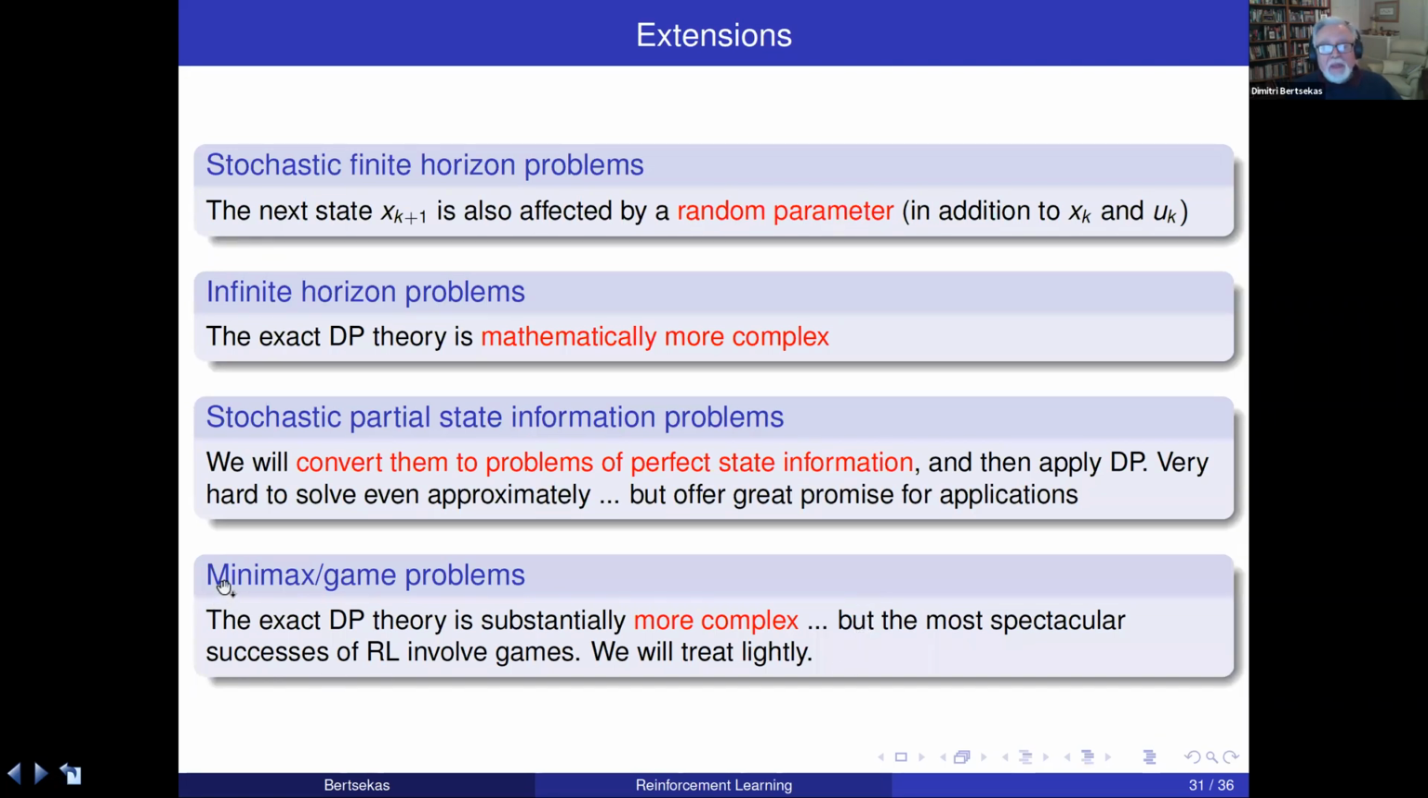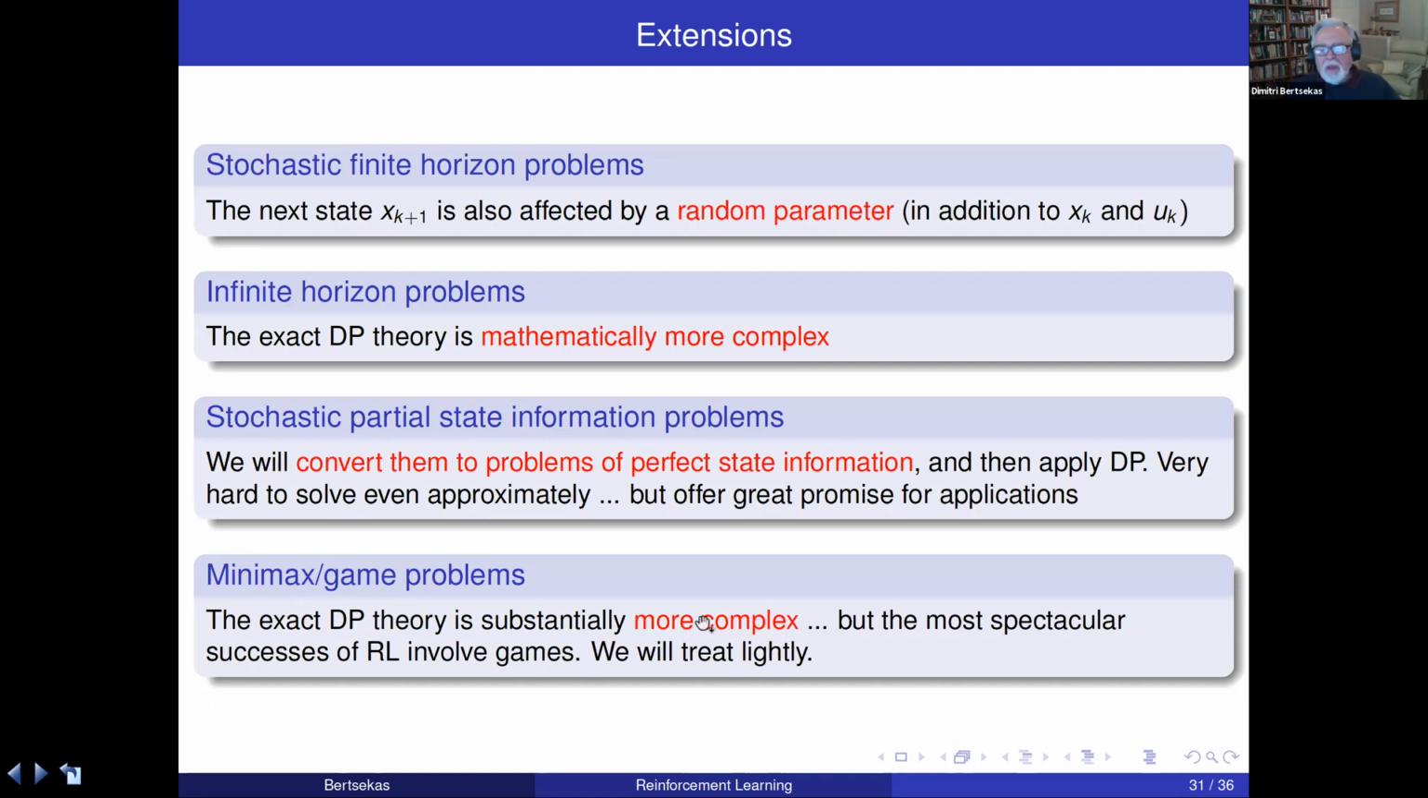Okay, dynamic programming can be applied in the context of minimax problems, our worst case design type of problems, where there is uncertainty and we want to guard against the worst case of that uncertainty. Similarly, there is a dynamic programming algorithm for game problems, two-person game problems. And this is the algorithm that is used in AlphaZero. AlphaZero involves two players, so it's a little different than the one-player problems that we have discussed so far.